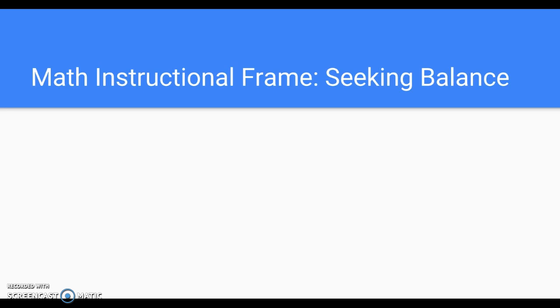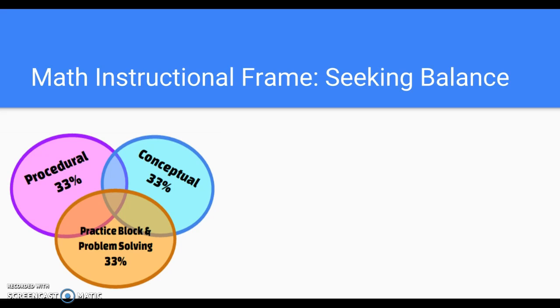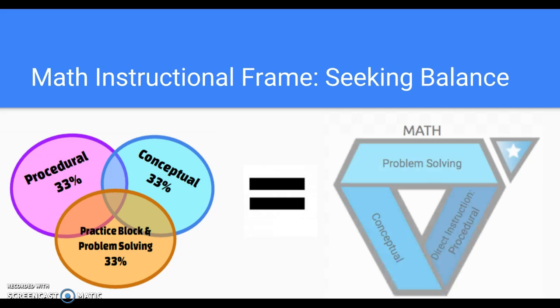The goal of the math instructional frame is to balance our math instruction, so 1/3 of our instruction will be teaching conceptual lessons, 1/3 of our time spent on direct instruction and procedural lessons, and 1/3 of our time on problem solving. This purposefully looks like our literacy instructional frame because we are trying to be very specific about our goals for each section. You might see this in two different ways, as the Venn diagram or as the Vista V.